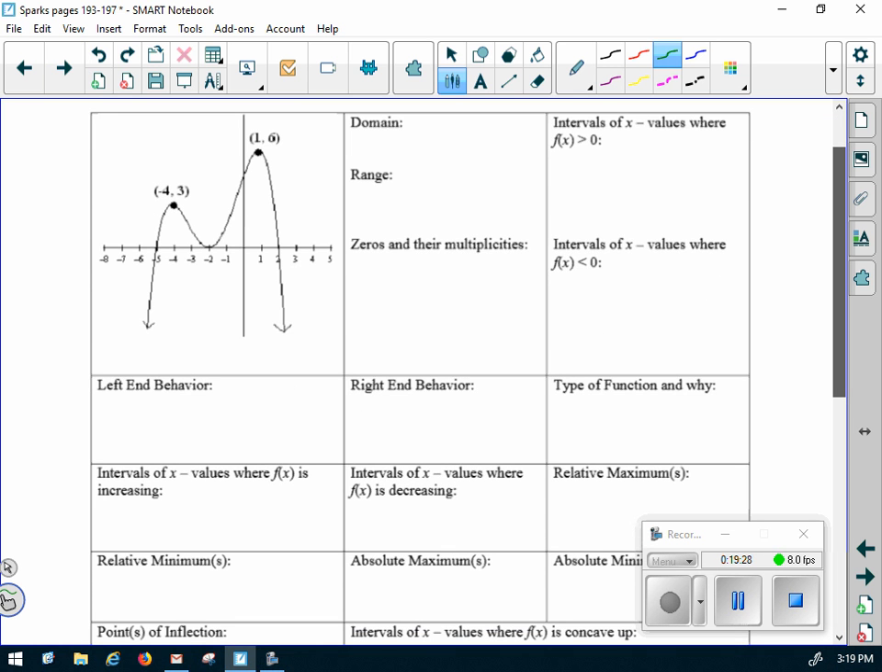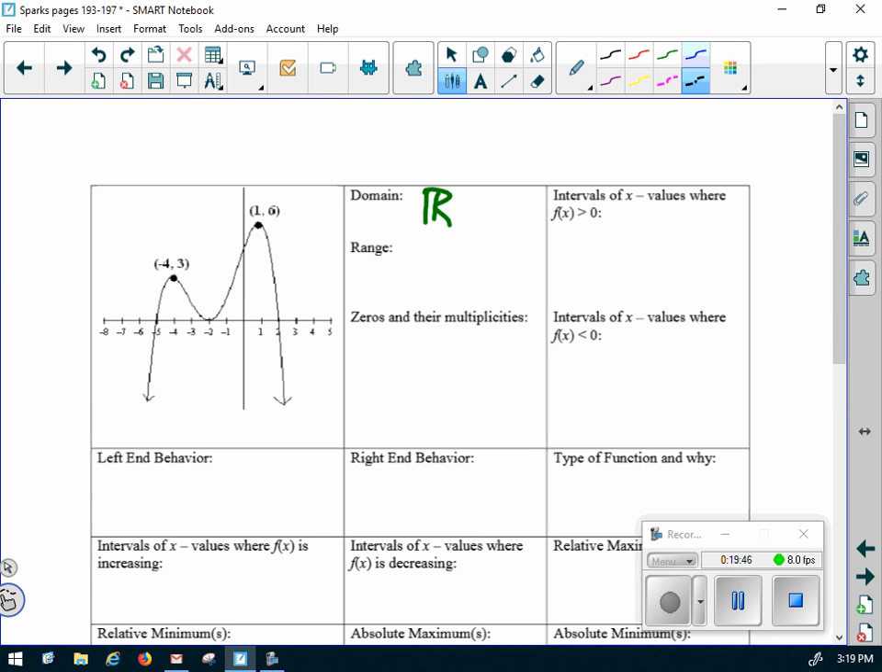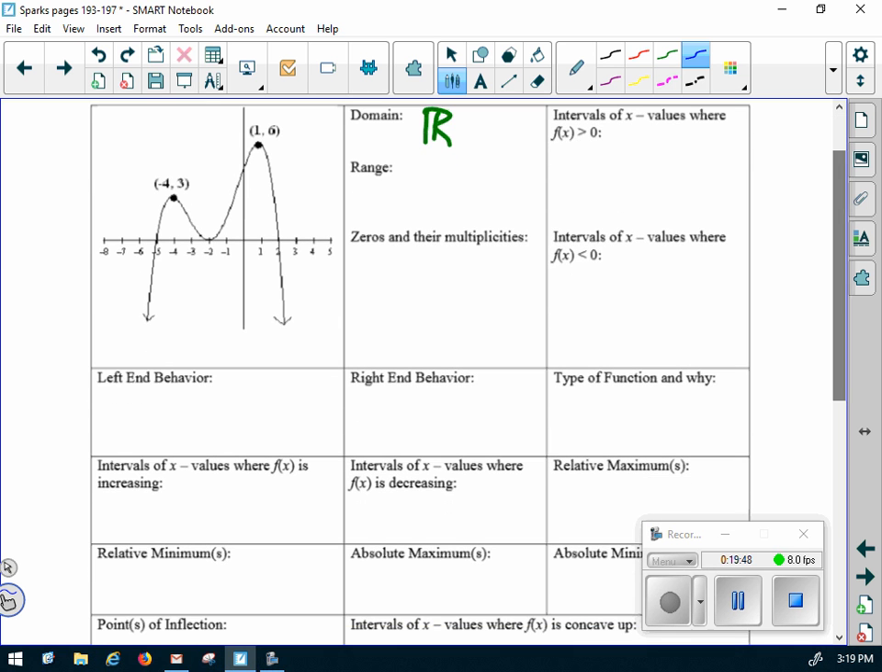So all this is going to do, folks, is pull everything together. I'm going to start right here. Domain. All real numbers. What's the range? No, range ain't all real numbers. Remember, left to right, down to up. -infinity to 6. Open, closed, half open, what do we got? 6 included, good.